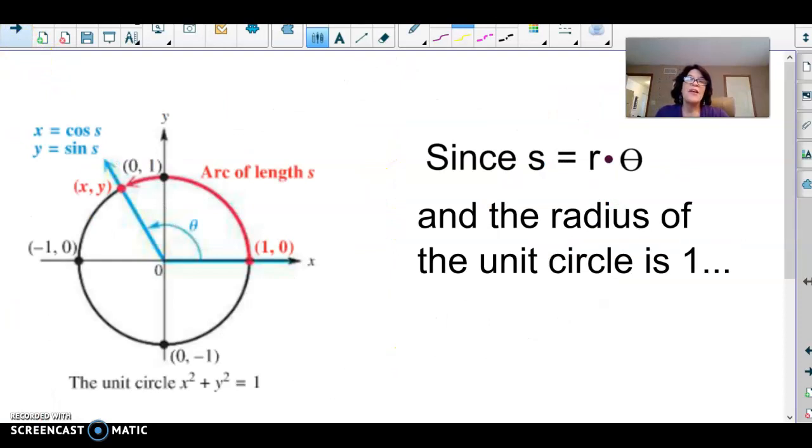In this case, guys, remember our formula for radians is arc length equals radius times theta. Well, we just said that the radius is going to be 1. So our arc length and theta are the same. Arc length is 1 times theta. Arc length equals theta on the unit circle.